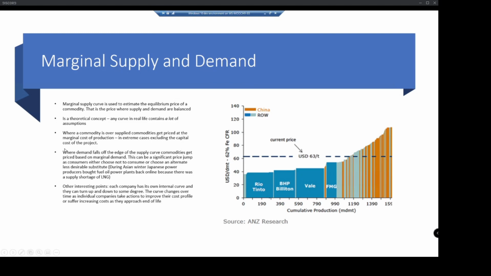The other interesting thing is when demand falls off the edge of the supply curve, so it's over here, i.e. the price gets up to $140, there's no more suppliers. So the price doesn't stay at $140. It can't. It gets priced at marginal demand, which means the dude that's prepared to pay the most for all of this is the guy that's going to get it. And so the price doesn't stay at 120 at this point or whatever it is. It actually shoots up and it goes to marginal demand.